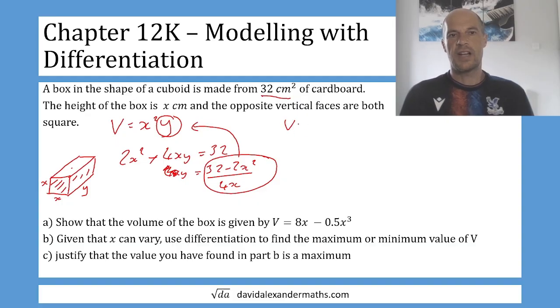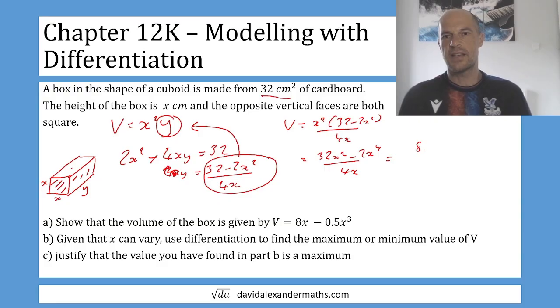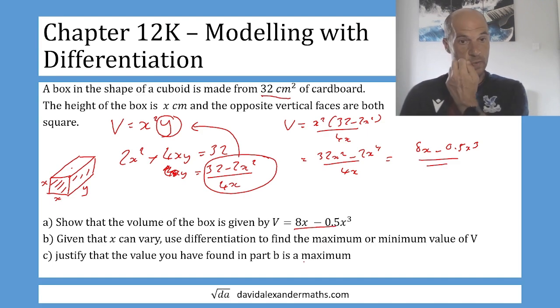Okay, so all I need to do is substitute that in for y. So the volume is now x squared multiplied by 32 take 2x squared over 4x, and that is 32x squared minus 2x to the power of 4 over 4x, and dividing through by x and 4, that is going to be 8x minus 0.5x cubed. There we go, 8x minus 0.5x cubed.